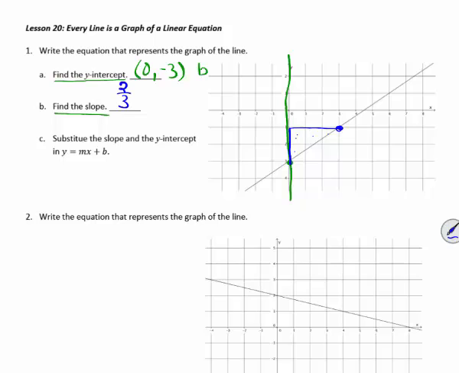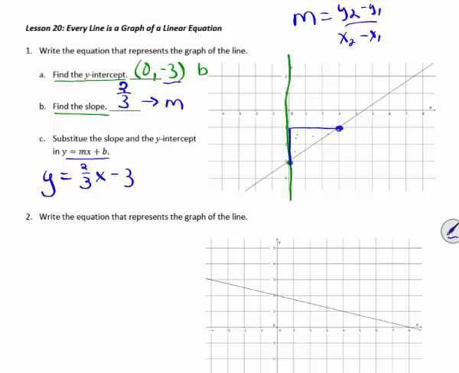I could have also taken the values of those points and used my formula m equals y2 minus y1 over x2 minus x1. It's going to work both ways, but if we can make it easy and just count, we might as well do that. So now we're going to substitute in, and remember this is your m. Here's my general equation, y equals mx plus b. So I'm going to put in 2/3 x, and since this is a negative, we're going to write it as -3. And there's the equation for the line. Not so bad. Okay, let's try another one.